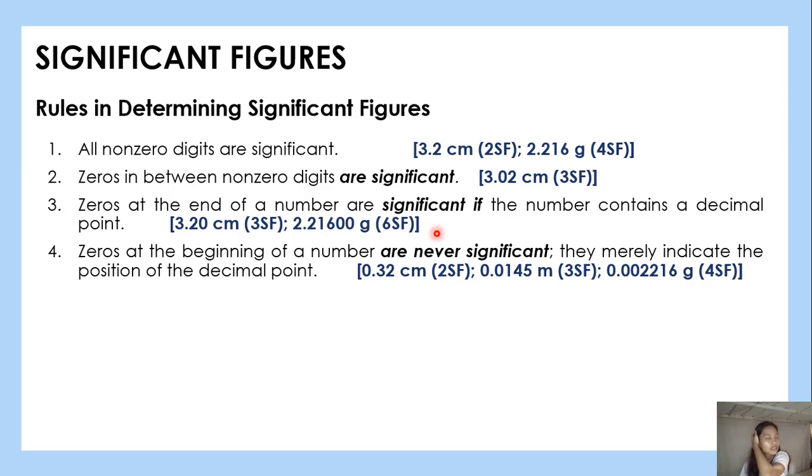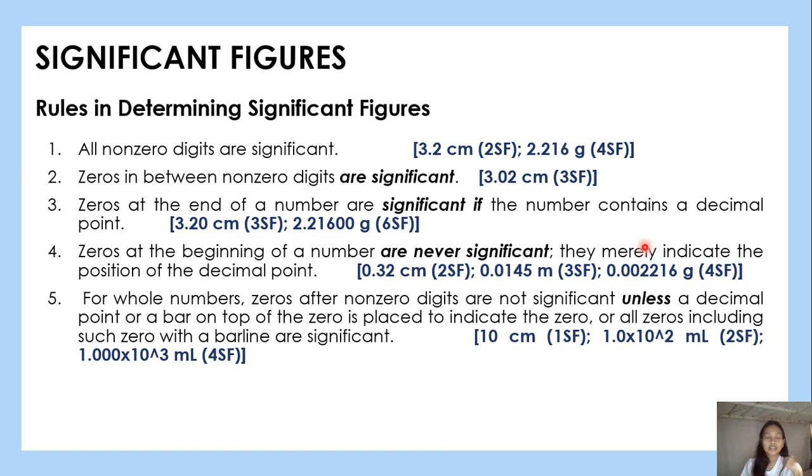Now the fourth one is zeros at the beginning of a number are never significant. They merely indicate the position of the decimal point. So for example here, 0.002216 only has 4 significant figures, because the zeros at the beginning are not significant. They only indicate the position of the decimal point.